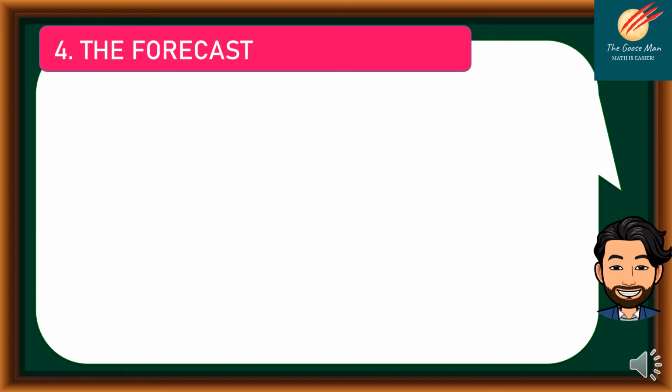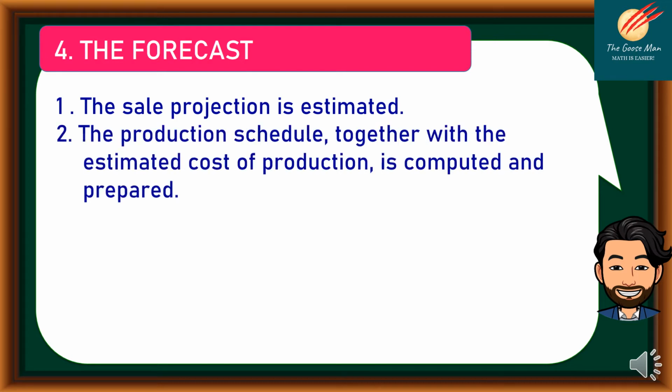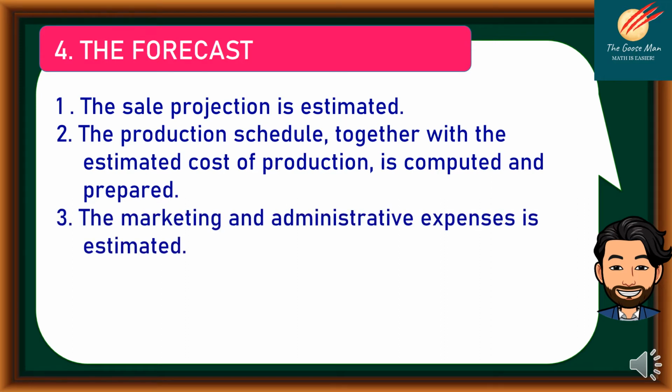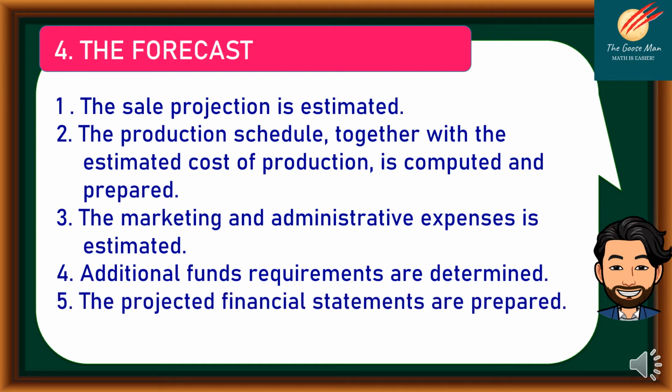As we move on to the forecast, we have the following items. Number one, the sales projection is estimated. Number two, the production schedule together with the estimated cost of production is computed and prepared. Number three, the marketing and administrative expenses are estimated. Number four, additional funds requirements are determined. And number five, the projected financial statements are prepared.